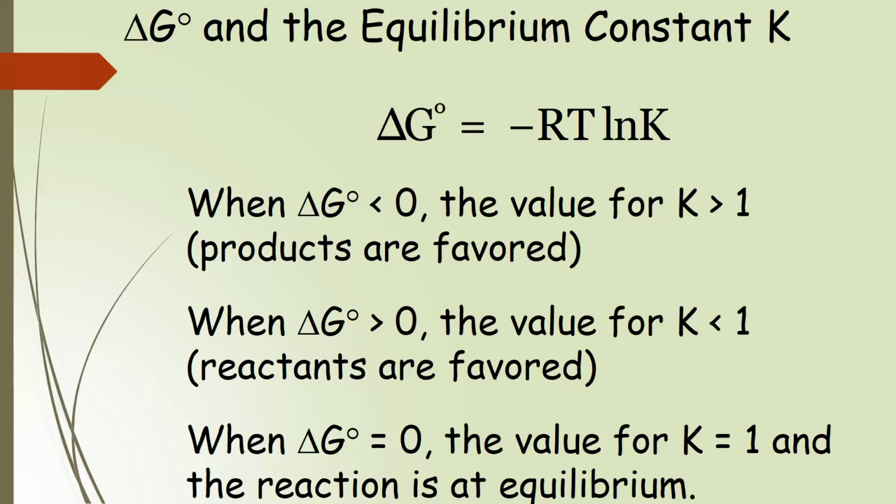When the change of Gibbs free energy is greater than 0, then the value of K is smaller than 1. It means the reactants are more favored. If a condition comes when del G, the change of Gibbs free energy, is equal to 0, then the value of K is equal to 1 and the reaction is at equilibrium.